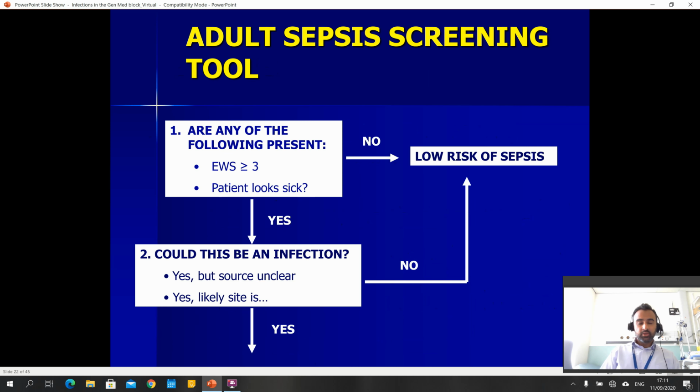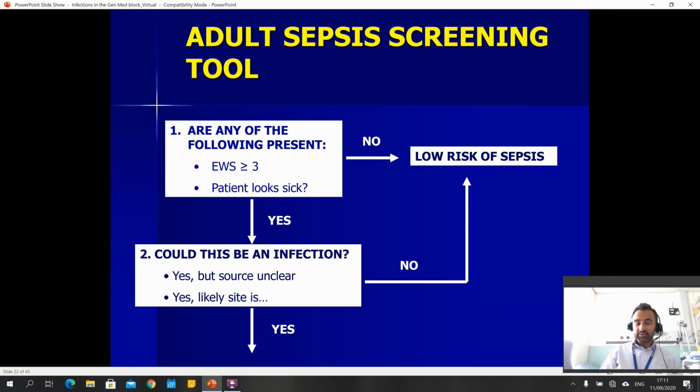So when you look at your EWS score, your early warning score, is the score 3 or above? Does the patient look sick? Now that might sound very vague, but as you get more clinical experience, you will recognize the sick-looking patient, and it will be pretty obvious to you from the end of the bed. If neither of those things are true, then the risk of sepsis is low. You can generally stand down. However, if either of those is true, then this person could have sepsis.